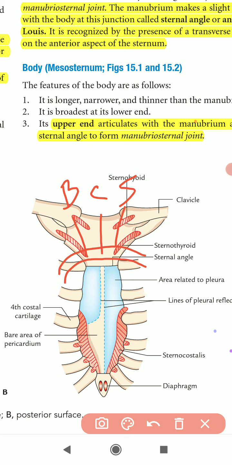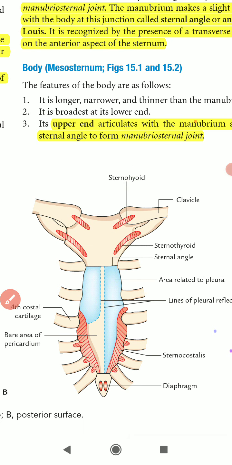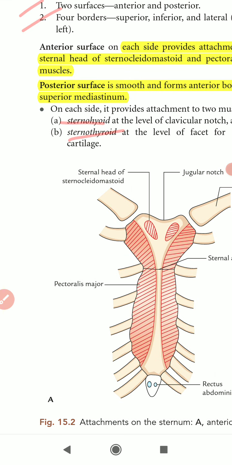So in the posterior aspect, you have seen the attachment of two muscles, sternohyoid and sternothyroid, and in relation, in the lower half the arch of the aorta, and in the upper half the three major branches arising from the arch of aorta. So we have covered the two surfaces. Now we will move to the borders. We will move to the upper border.